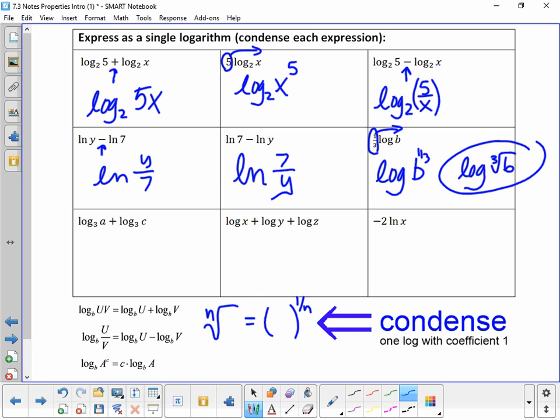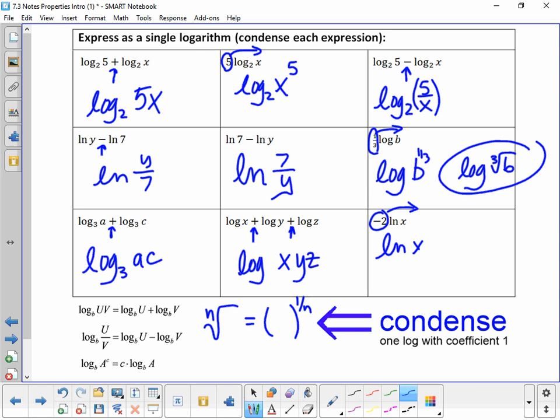Okay, so we've got a log base 3 of a plus the log base 3 of c. That would be our product rule, log base 3 of ac. This next one over, we again have some addition. So this would be the log of x times y times z. Last one, we've got a power rule here. We're going to bring that exponent up. Another way of writing this, if you wanted, would be the natural log of 1 over x squared.